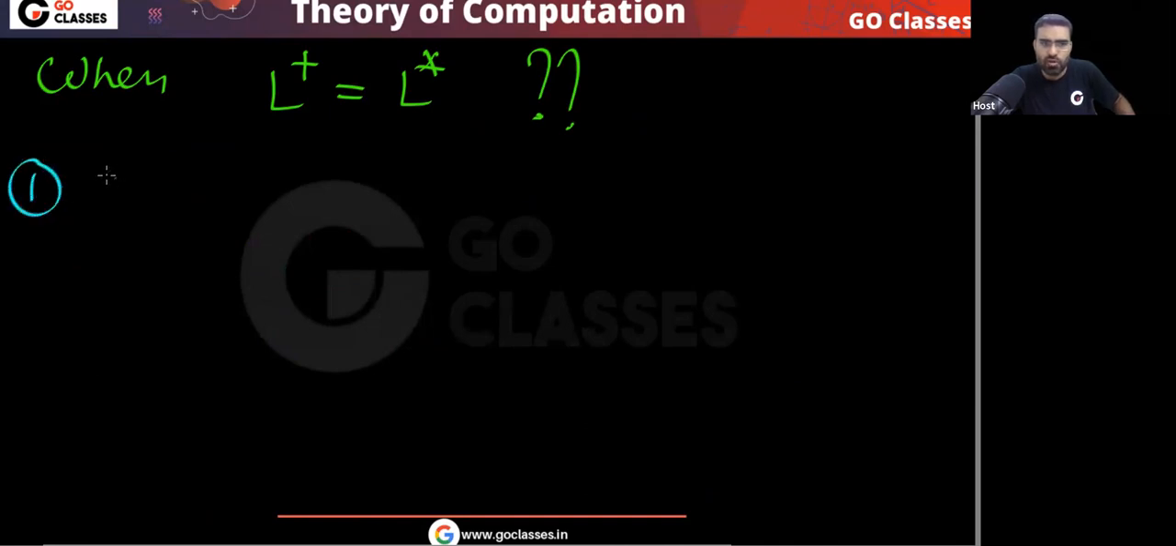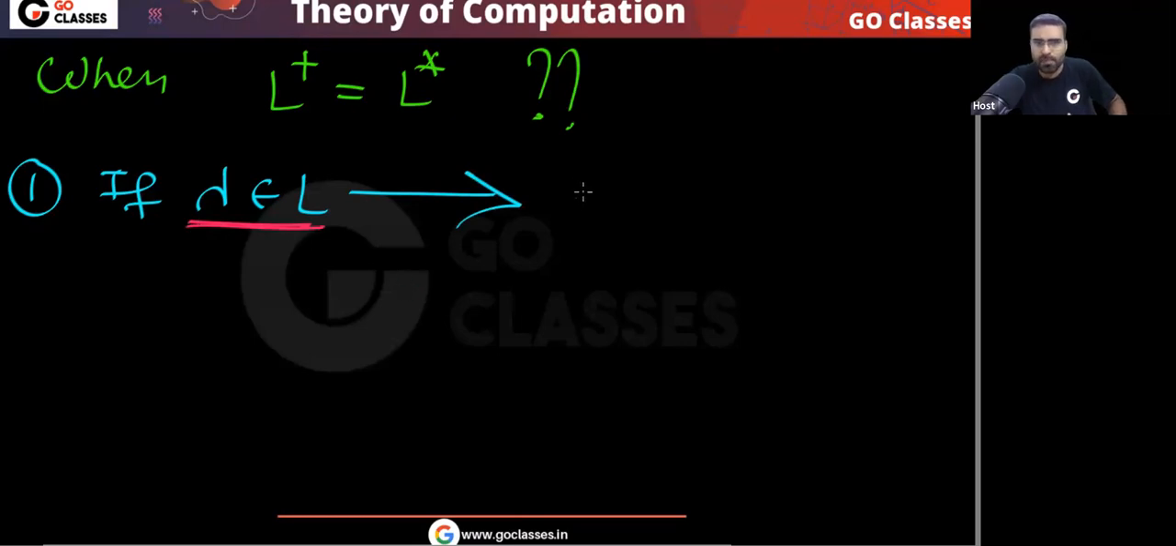This we already know: if the empty string belongs to the language, then tell me what will happen. If the language contains the empty string, then the empty string belongs to L plus also. This we have seen already. So in this situation, you tell me, can I say L plus is equal to L star?